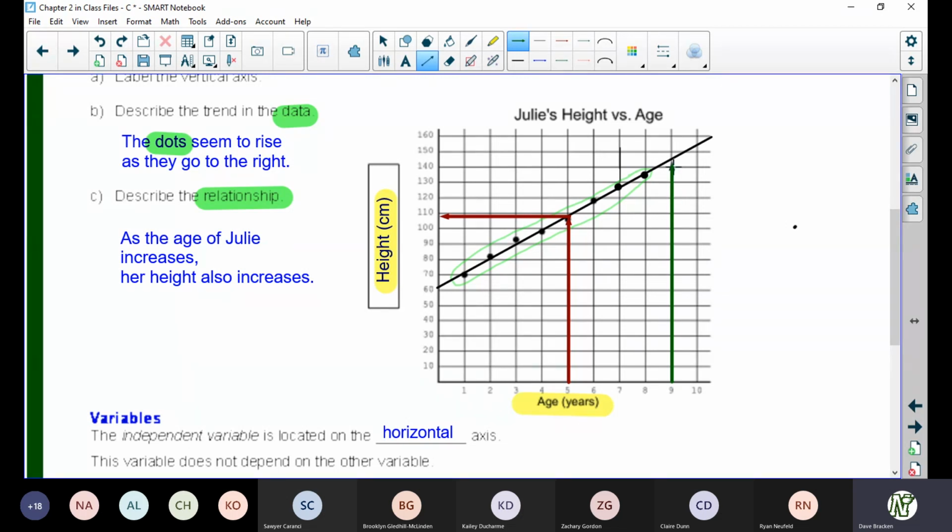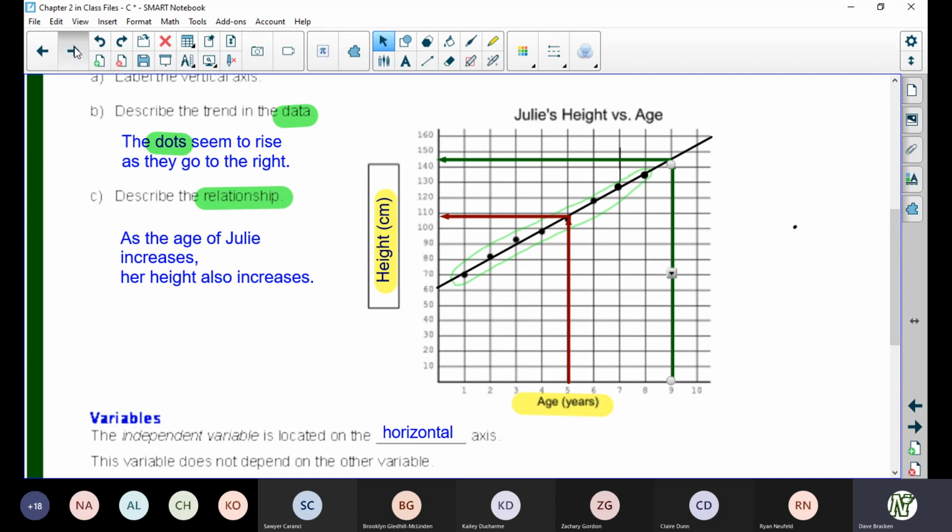And when I estimate for 9 years old, I go over here to 9. I go all the way up till I hit my line. And then I go all the way across, and I'm right between 140 and 150. I would say 144. Maybe 143. It looks like it's just a little bit lower than halfway. I guess my line, I could fix it a little bit right there. Yeah, maybe about 145 for me, okay? So I have 108 and 145. Those are my two estimates.